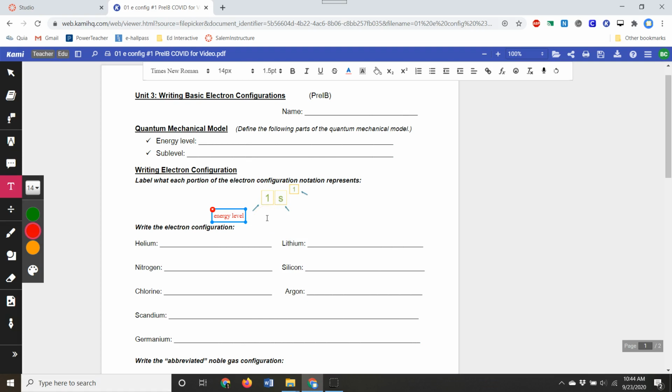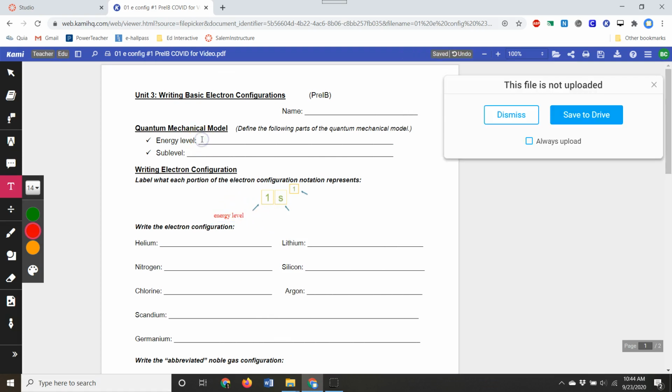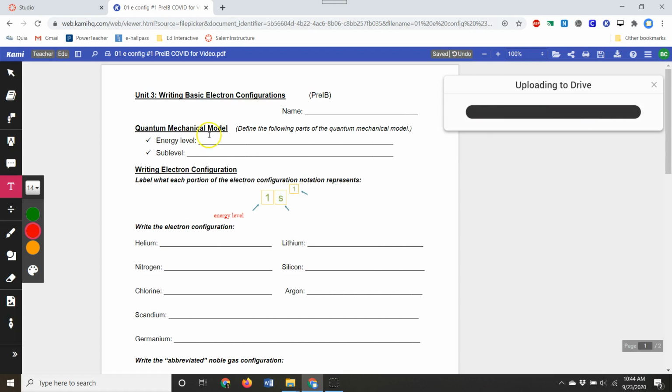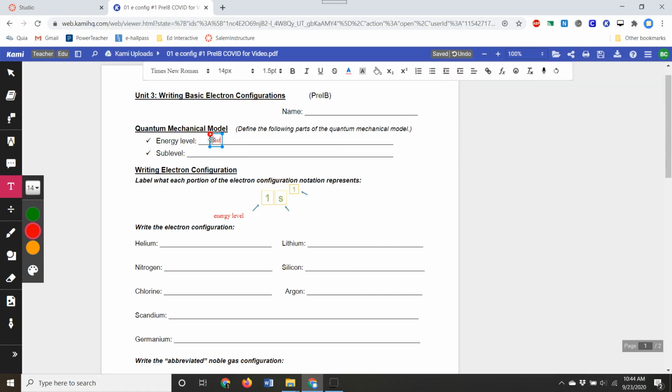Of the electron's location. Remember, energy level is defined as the distance of the electrons from the nucleus. So the further the electrons are from the nucleus, the higher the energy level. The next thing that we're going to see is this lowercase letter. That lowercase letter represents the sublevel of the electron's location.